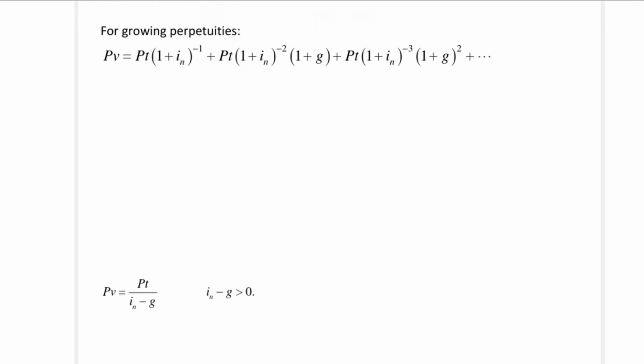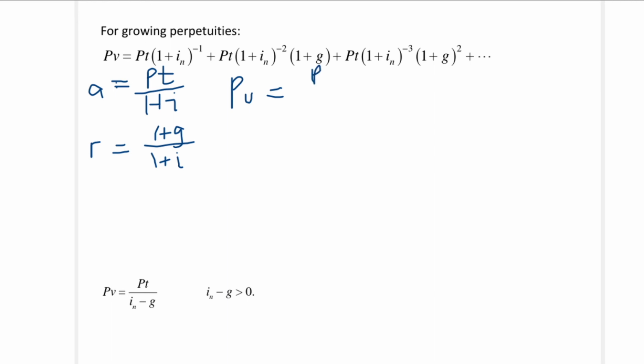And then on this slide we have the growing perpetuity. So my A is there, and my R is 1 plus G over 1 plus I. And now to get the present value, I substitute it into the formula for the sum of an infinite geometric series. My A is this, and I divide it by 1 minus R.